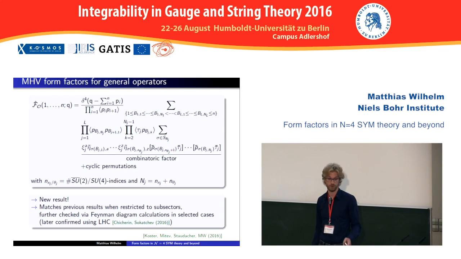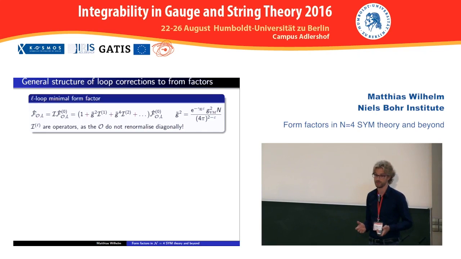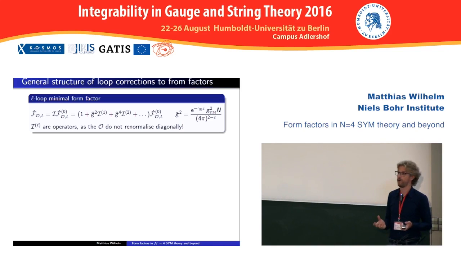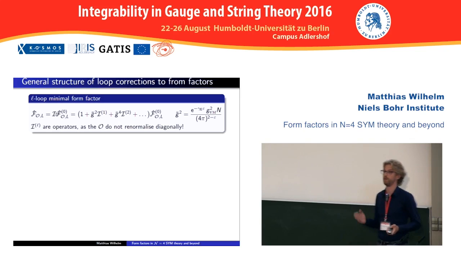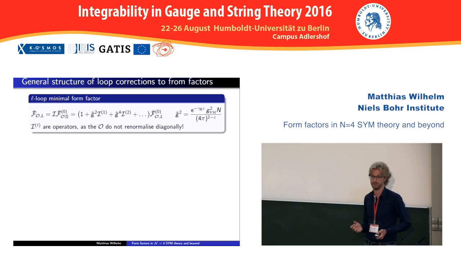Let us now go to loop corrections. And for the sake of simplicity, we start with loop corrections to minimal form factors. That means we have as many external fields n as fields in the operator L. As for amplitudes, we can expand the loop corrections in the effective planar loop coupling g tilde squared. In contrast to amplitudes, however, the loop correction I is not a simple number, as the operators do in general not renormalize diagonally. Instead, this is an operator which acts on the minimal tree-level form factor.